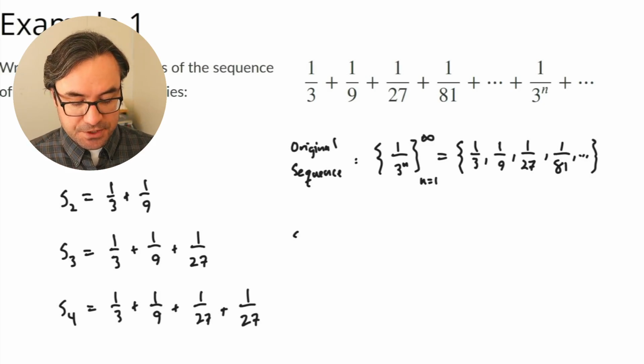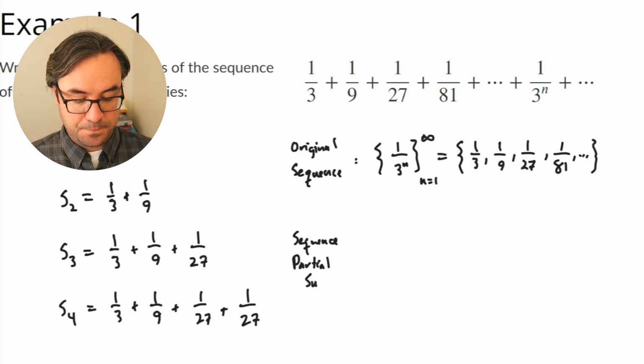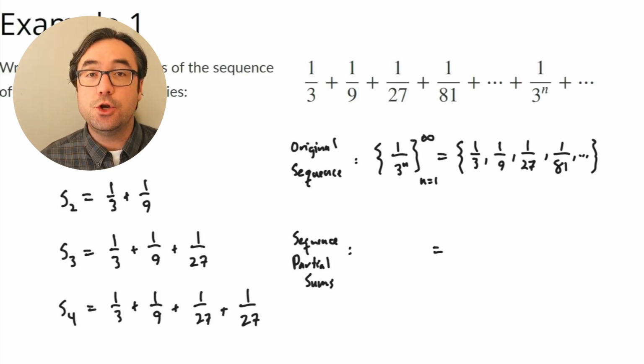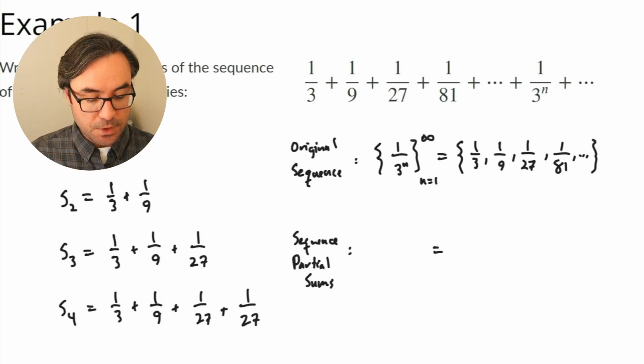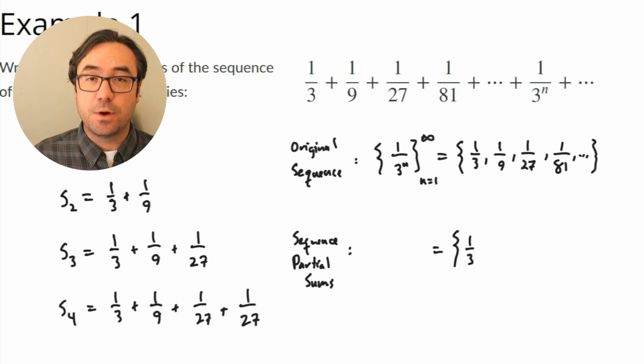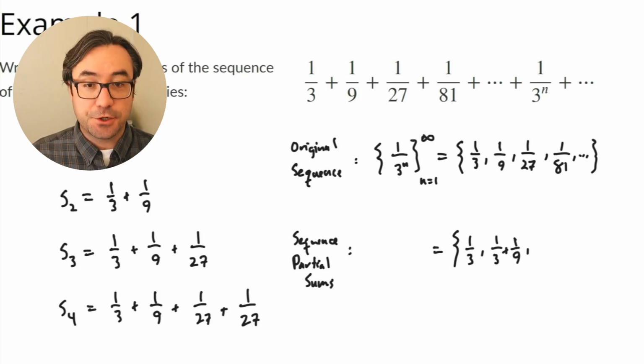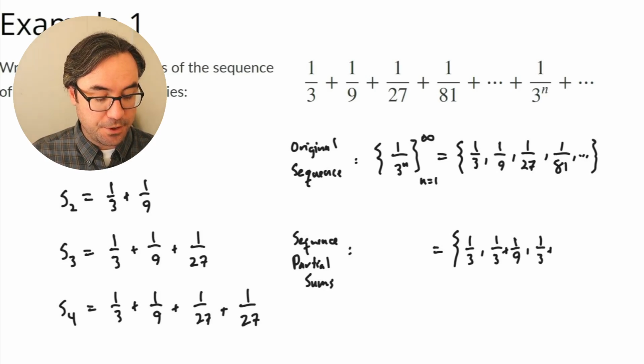So that's the original sequence. What we're doing with this sequence of partial sums is we're getting a brand new sequence. So in this case, the first term of this new sequence is 1/3. Then the second term is 1/3 plus 1 over 9. And then the third term is 1/3 plus 1 over 9 plus 1 over 27, and so on.